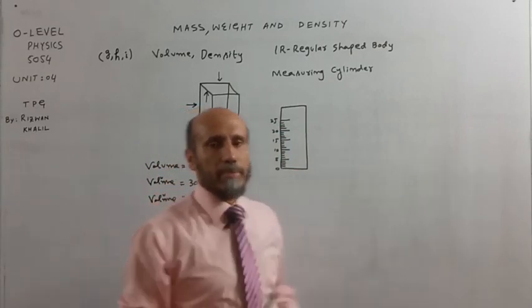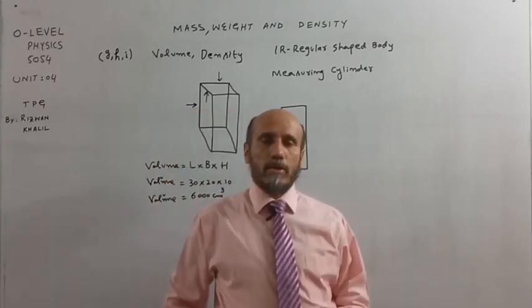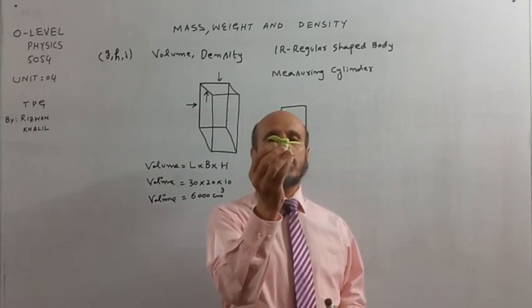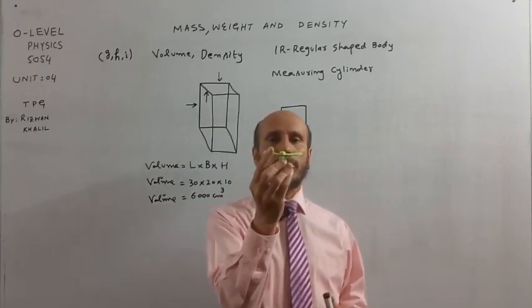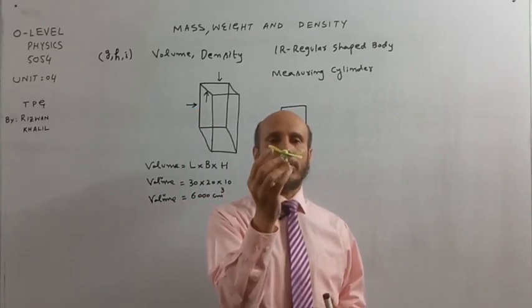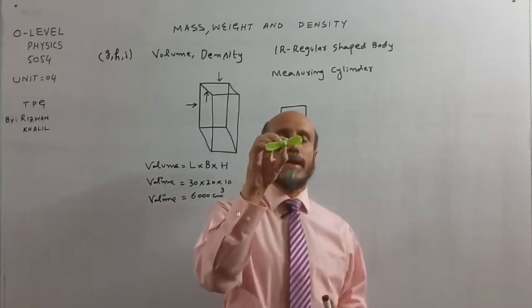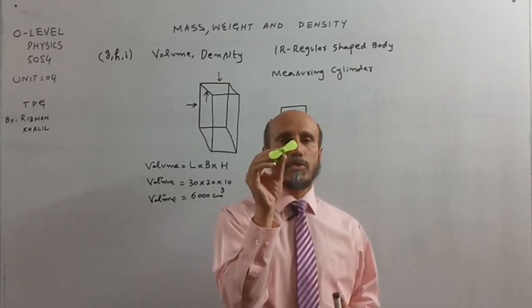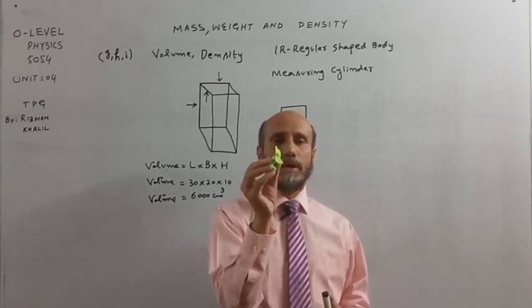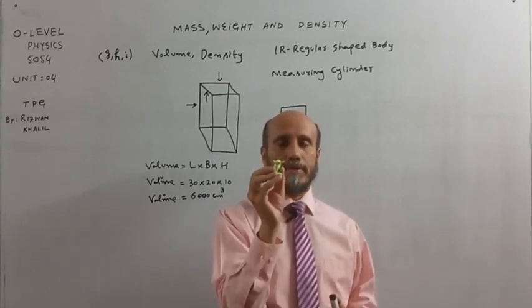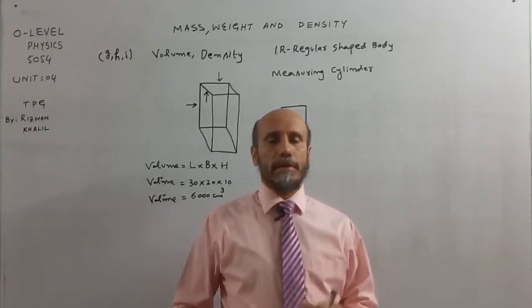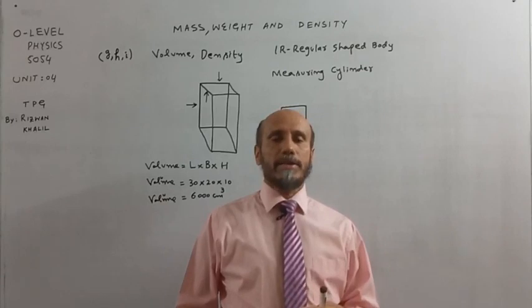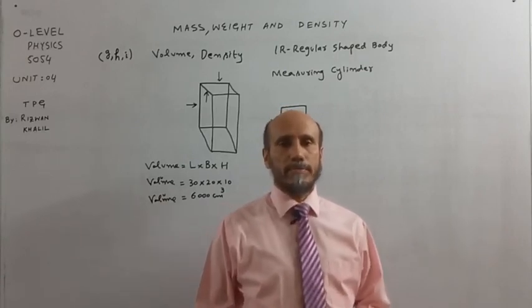Let's suppose I am having an irregular body like this, so I cannot find its volume by the method of finding the volume of regular bodies, because it's an irregular shape. So in order to find its volume, I will use a measuring cylinder. A measuring cylinder is used to measure the volume of a liquid, and by the displacement of that liquid we can find the volume of the body.